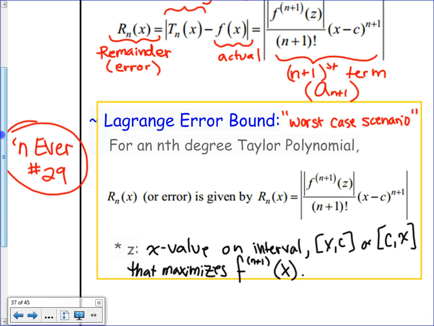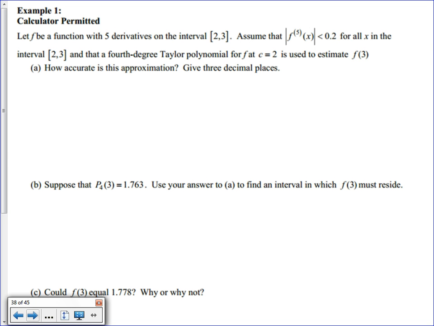All right, let's start at the beginning. Let f be a function with 5 derivatives on the interval 2 to 3. Assume that the absolute value of the fifth derivative of f of x is less than 0.2 for all x in the interval 2 to 3. And at a fourth degree, wait, why are they telling me about a fifth derivative if I'm looking at a fourth degree polynomial? Because it's the n plus 1. The error is going to be less than the n plus 1th term. So a fourth degree polynomial for f at c equals 2 is used to estimate f of 3.